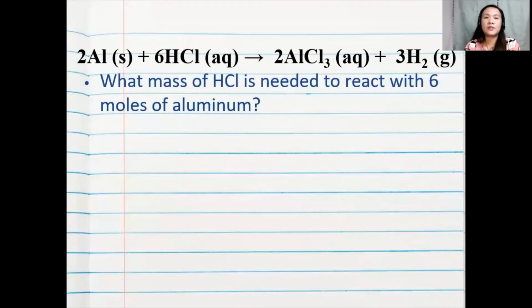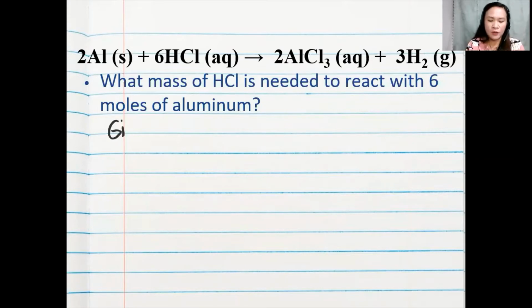Now let's go to the second problem. So it's actually the same chemical equation. So we have 2 aluminum plus 6 HCl will form 2 aluminum chloride plus 3 hydrogen gas. So the question is, what mass of HCl is needed to react with 6 moles of aluminum? So let's first write the given.